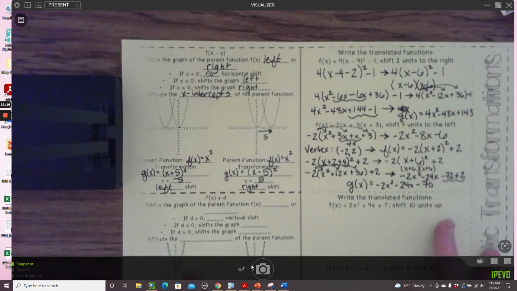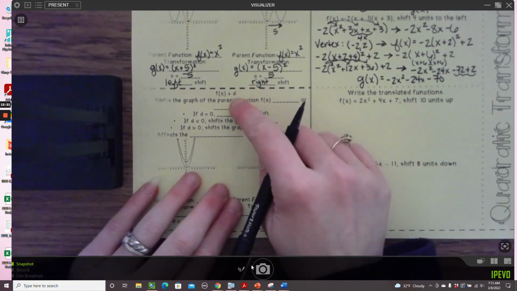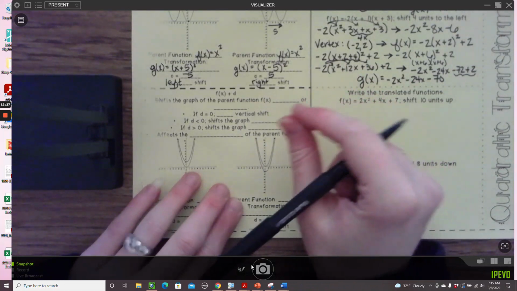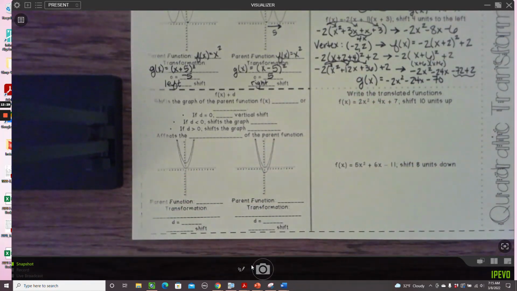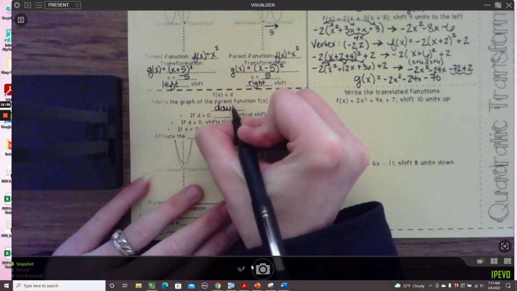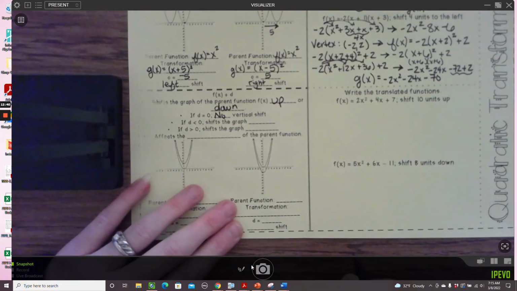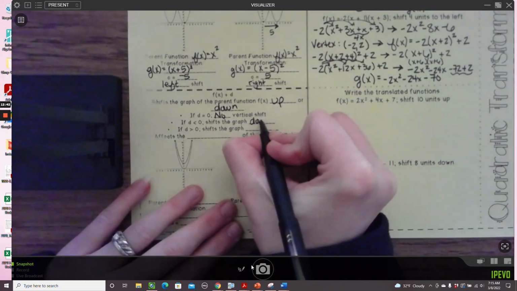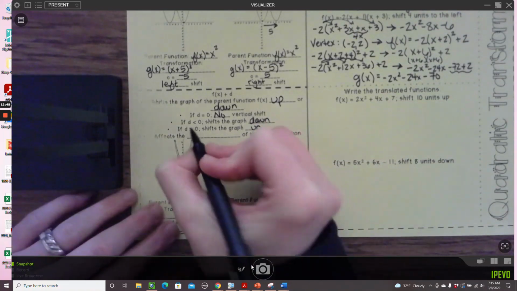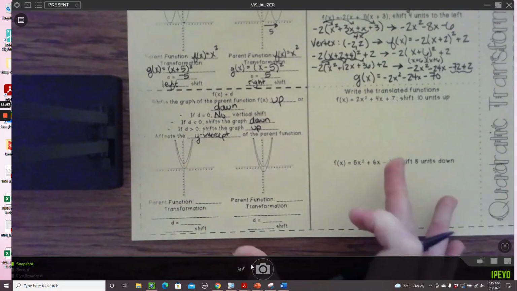Don't overthink it. All right, so to move this up and down, we're going to add something to the end of the function. So not inside the parentheses. We're not adding anything to the x. We're tacking it on to the end of the function. So this shifts the graph of the parent function up or down. If d equals 0, there's no vertical shift. If d is less than 0, it's going to shift the graph down. And if d is greater than 0, it's going to shift the graph up. This is going to affect the y-intercept of the parent function.